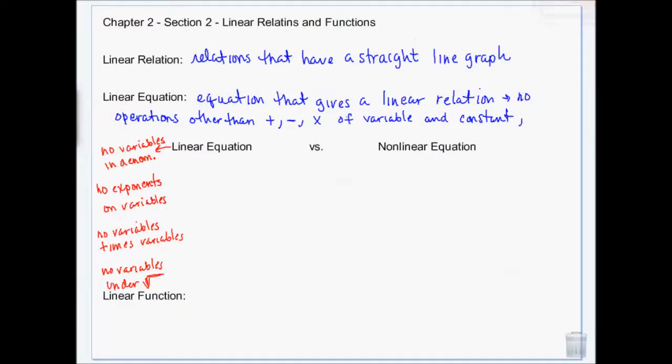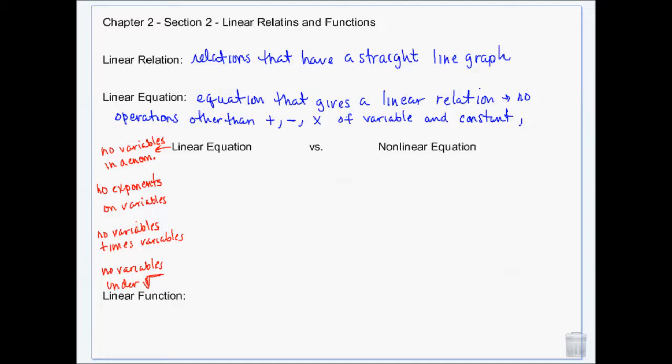Okay, so linear equations make a straight line. In order to make a straight line, you can have fractions as long as there are only numbers in the denominator. You cannot have any variables in the denominator. You cannot have any exponents on variables. You could have 2 squared, that's fine, but you can't have x squared.